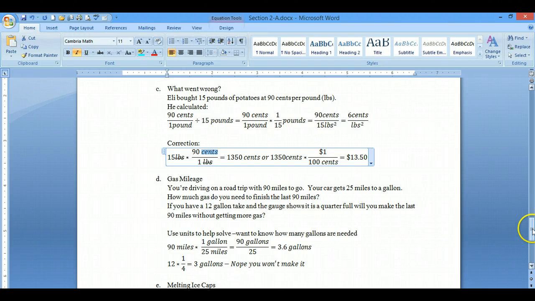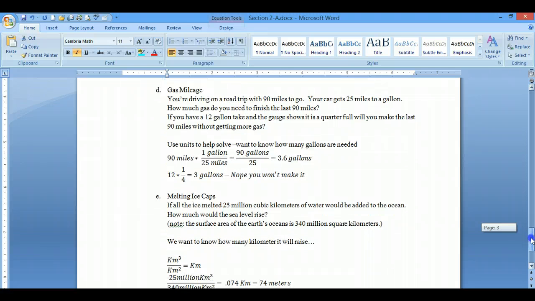Okay, let's move on to gas mileage. You're driving on a road trip with 90 miles to go. Your car gets 25 miles to a gallon. How much gas do you need to finish the last 90 miles? If you have a 12-gallon tank and the gauge shows that it is a quarter full, will you make it the last 90 miles without getting gas?